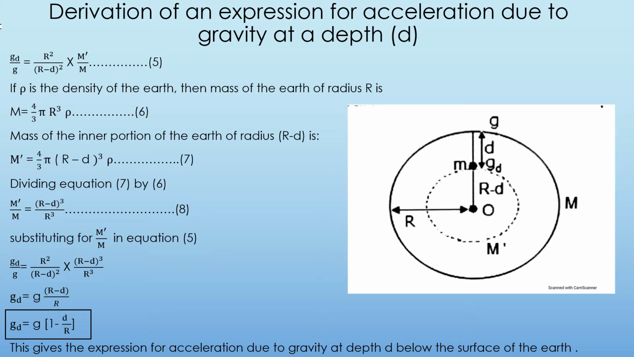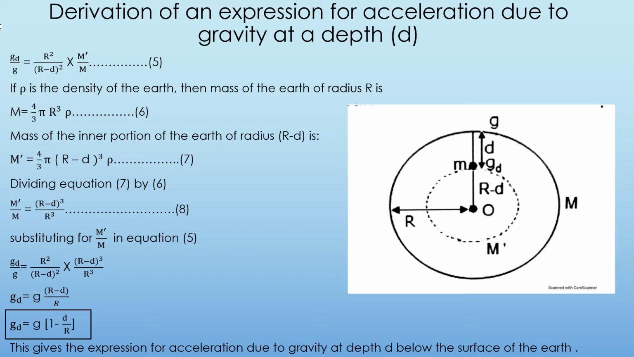Let rho be the density of the earth. Then the mass of the earth of radius R can be written as capital M is equal to 4 by 3 pi R cube rho, where rho is the density of the earth. Let us consider this as equation 6. Next, we will consider the inner portion of the earth of radius R minus d. So we can write the mass as M' is equal to 4 by 3 pi (R minus d) whole cube into rho. We will consider this as equation 7.